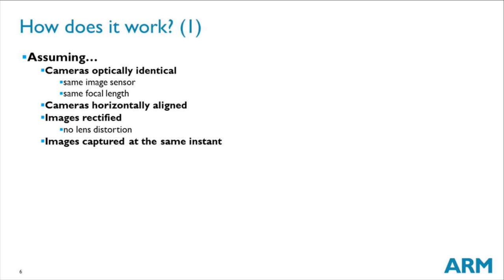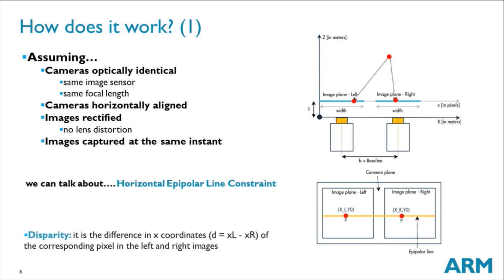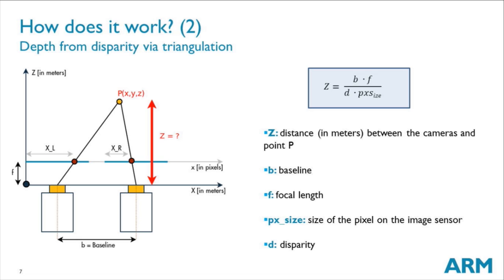Assuming these conditions: the cameras are optically identical, so same image sensor, same focal length; the cameras are horizontally aligned; the images are rectified, so no lens distortion, no barrel distortion; and the images are captured at the same instant, we can talk about a horizontal epipolar line constraint. What does it mean? It means that if we have a point which is visible in both images, that point lies on the same scan line but at a different x. The difference in x coordinates is called disparity and is what we are looking for, because the depth is inversely proportional to the disparity, and the relation is given by this formula, where B, F and pixel size are respectively the baseline, so the distance between the two cameras, the focal length, and the size of the pixel on the image sensor.